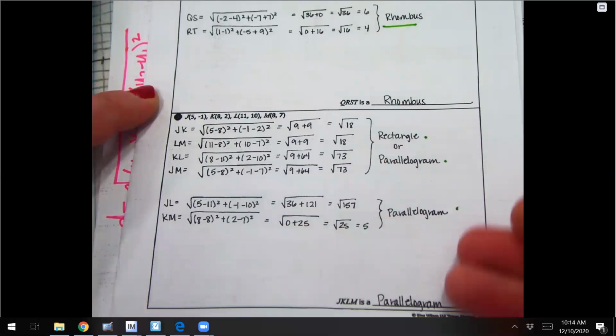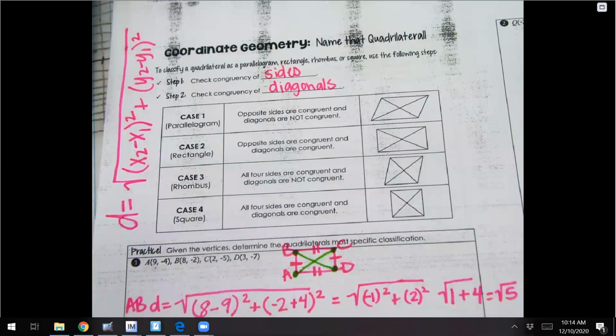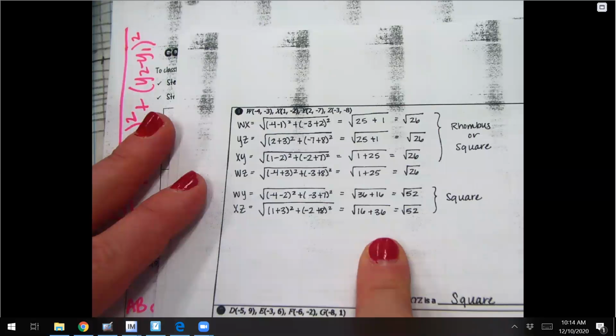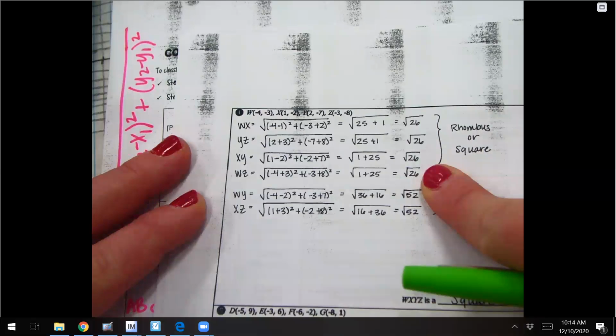Now there's some examples on the back. So again, going to show these to you. So look at number 4. They did sides. Everybody's 26. So you're a rhombus or a square. They did diagonals. Those are both square root of 52. So it's a square.